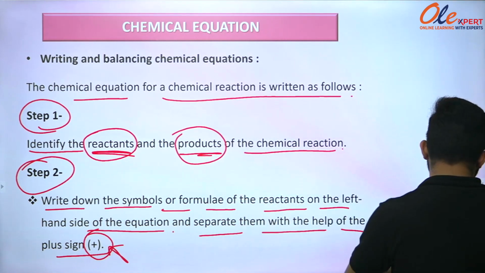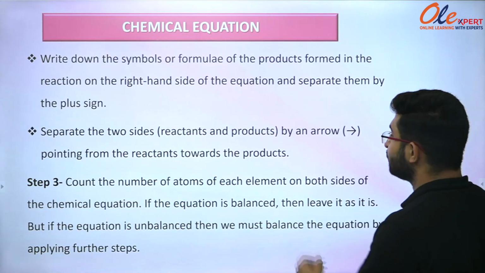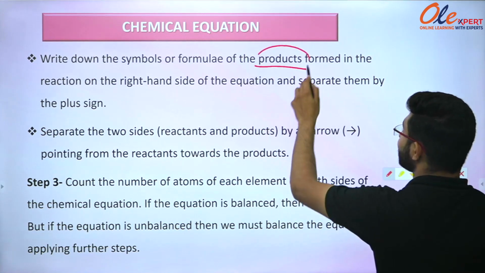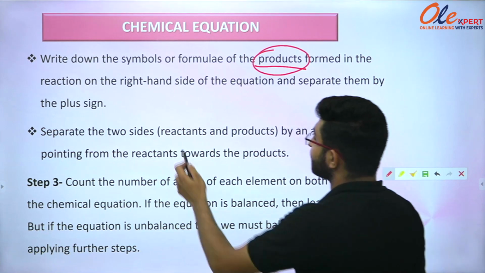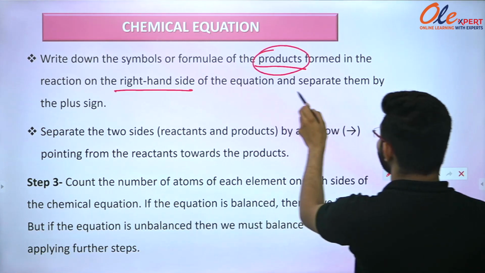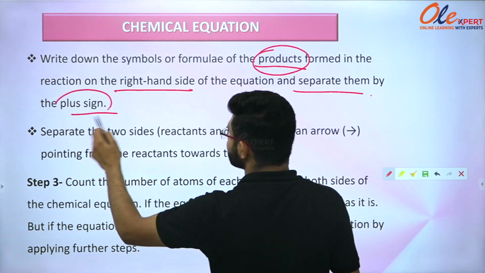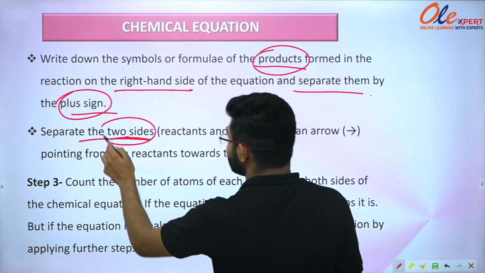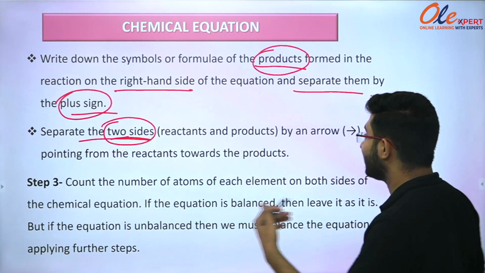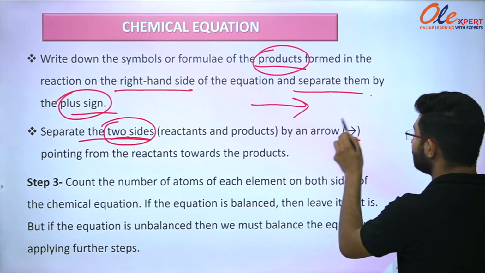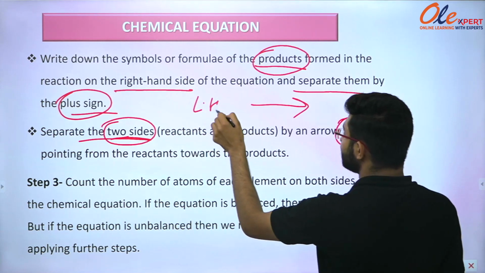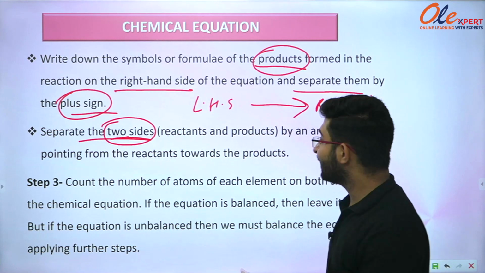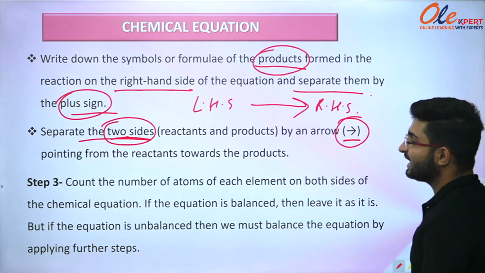Okay, this is the second step. Next, write down the symbols or formulae of the products. You have to write down the symbols of the products that are on the right hand side of the equation and separate them with a plus sign. You have to again use the plus sign to separate them. The next point says to separate the 2 sides with the help of an arrow. As you can see, this is the left hand side, this is the right hand side. So you just put an arrow to separate both sides.